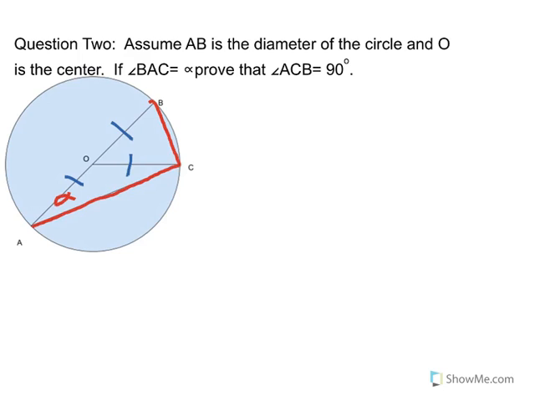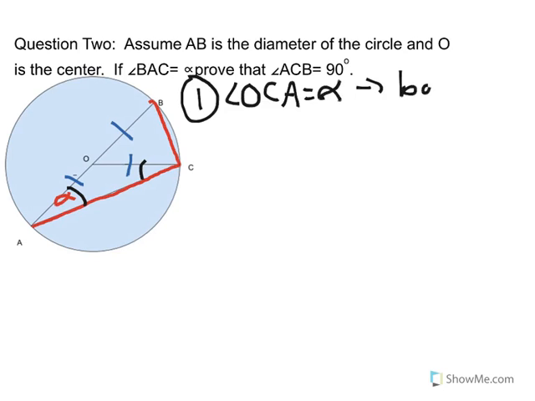So looking at triangle AOC, if these are my two legs, then these would be my base angles. So the first thing that we know is that angle OCA would be equal to alpha. And we know that because of the base angles theorem.